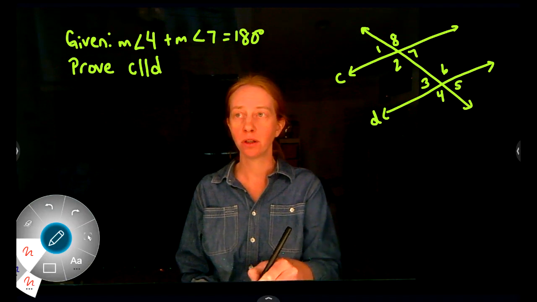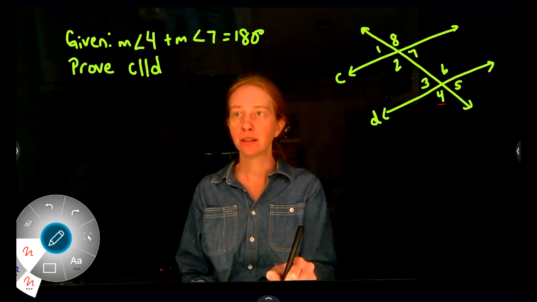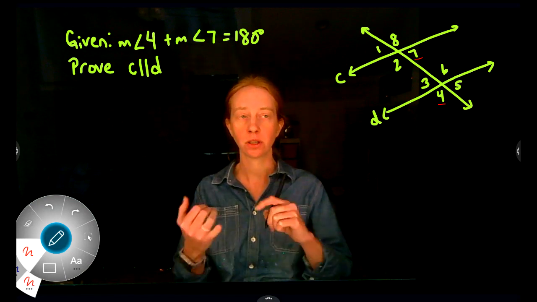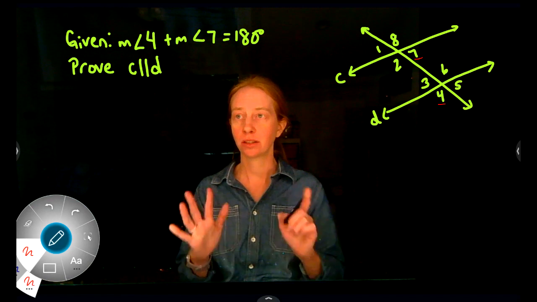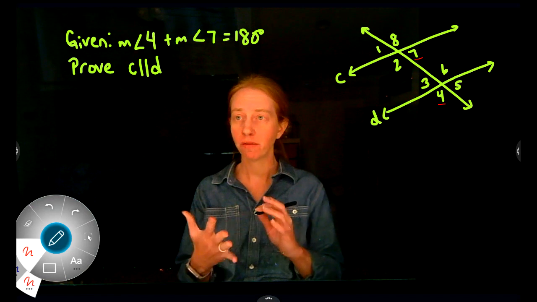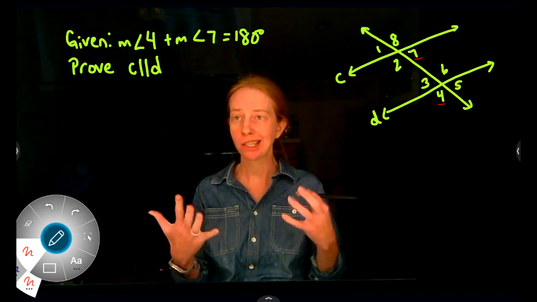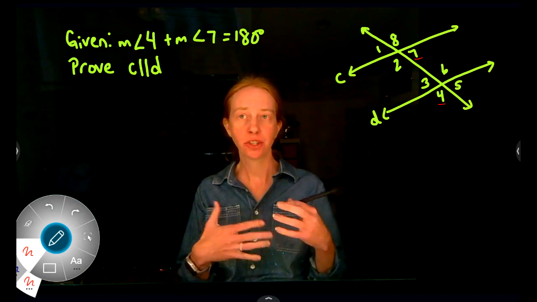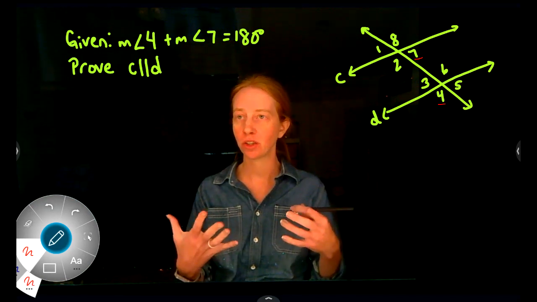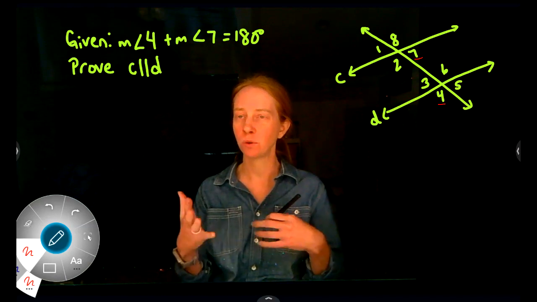It's super helpful. So we have that measure of angle 4, okay, that's this one right here, plus the measure of angle 7 equals 180. Okay, so those are supplementary angles. That's good to know. But they're not one of our direct things we've learned about. They're not alternate interior angles. They're not something that we know exactly what to do with. So that means we're going to have to take a few steps.